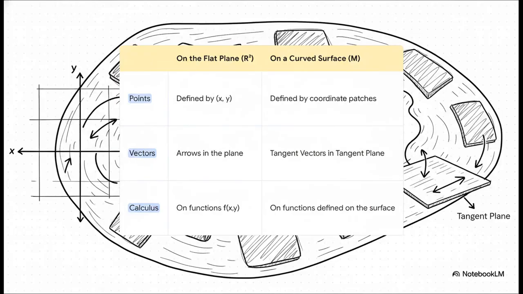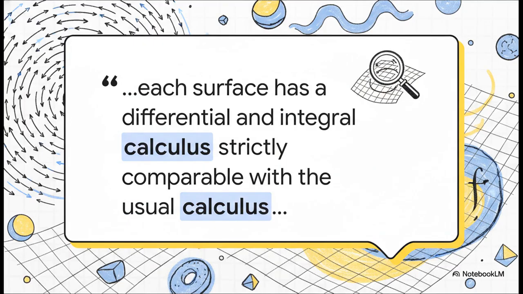So let's take a step back and see what we've actually done here. It's pretty amazing. We have successfully rebuilt the core pieces of calculus so they work on a curved surface. We've got our coordinates, thanks to the patches, and we've got our vectors, thanks to the tangent plane. We're ready to go. And this isn't just some clunky workaround. As the mathematician Barrett O'Neill put it, this new system is strictly comparable to the calculus we're used to. That means we can do all the stuff we did back on the flat plane. We can differentiate functions, analyze vector fields, we can even integrate the whole shebang.